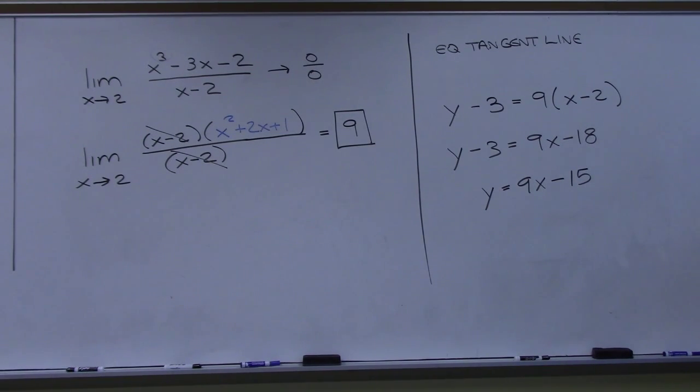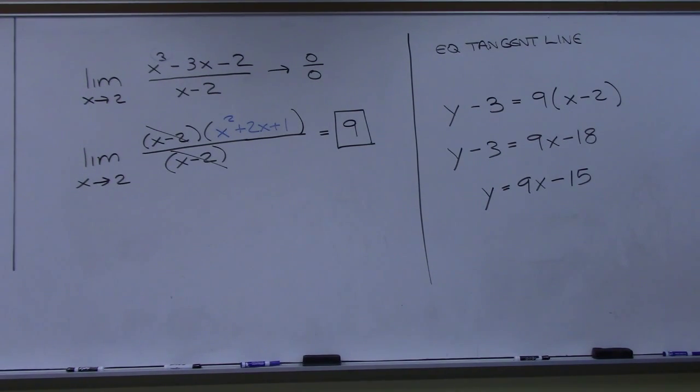So please graph for me now 9x plus 15. No, minus 15. If it does not pass through that point, I messed up. There it is. See it? So we found the line that passes through that point and runs tangent to it.